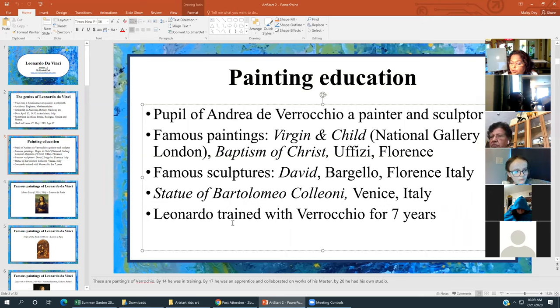So when you become an apprentice, you're actually contributing to Verrocchio's paintings. So Verrocchio was his teacher, but he was painting on his paintings and he contributed to those paintings. So by the time he was 20 years old, he had his own studio. Some people take a lot of time to get their own studio, but he was 20, barely just finished being a teenager, and he was already an established artist, okay?